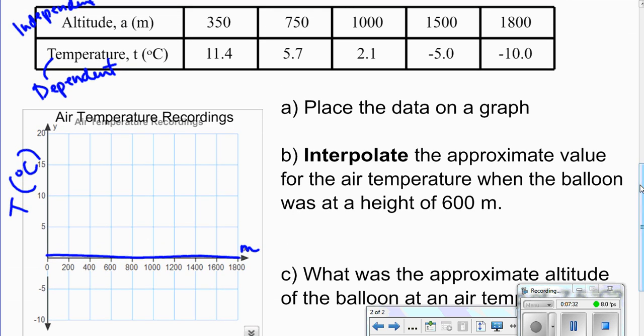So we have an altitude of 350, so I'm going to go to 350, which is somewhere between 200 and 400, but a little bit closer to 400. And then I need to go up to a temperature of 11.4. So that's going to be approximately there. That's my first dot. My second dot has an altitude of 750, so I have to estimate again. It's going to be somewhere between 600 and 800, but closer to 800. And up to a temperature of 5.7, so go to 5 and then just a little bit above.